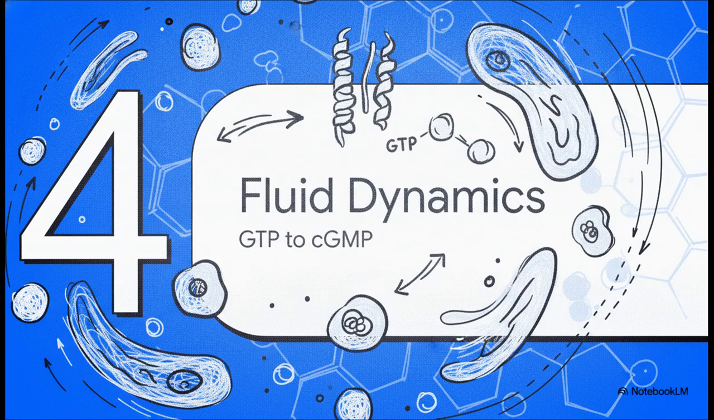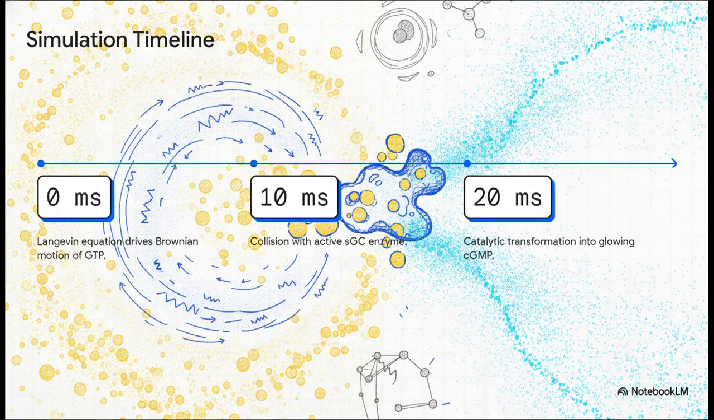All right, on to part 4, simulating cellular fluid dynamics, going from GTP to cGMP. So, remember, the cytoplasm isn't just empty space. It is a crowded, chaotic, highly viscous environment. The diffusion of our substrate GTP within this cytosol is governed by a Langevin equation. Inside Blender, we replicate this using a high-frequency noise vector to generate a pseudo-random displacement vector. We add that to the velocity of each particle, and it perfectly simulates that jittery, random Brownian motion.